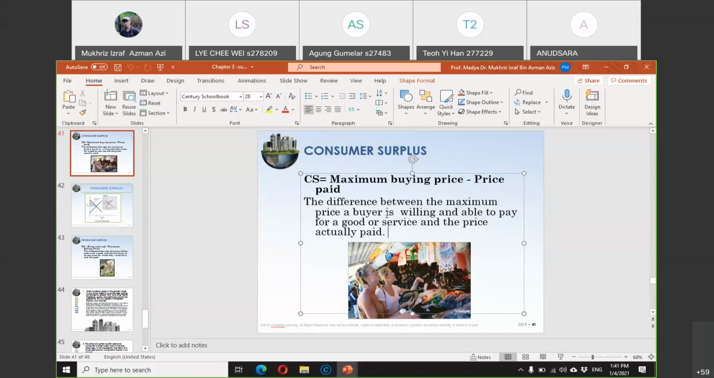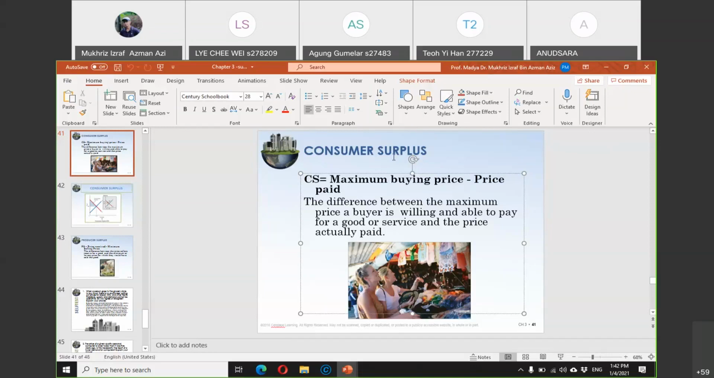So if you are willing to pay up to 100 ringgit, but when you go to the market, because there are many suppliers now, the price has dropped from, let's say, 100 ringgit per box to maybe 60 ringgit. So the difference between the 100 ringgit you are willing to pay and the 60 ringgit you actually pay, that 40 ringgit, 100 minus 60, is the consumer surplus.